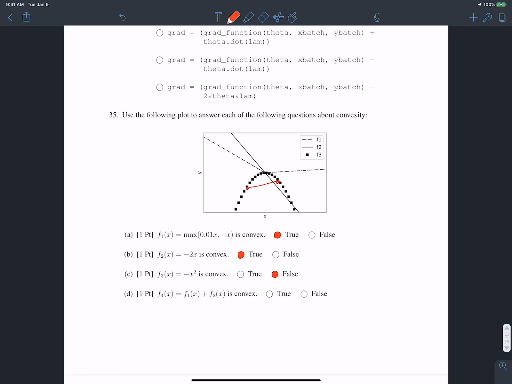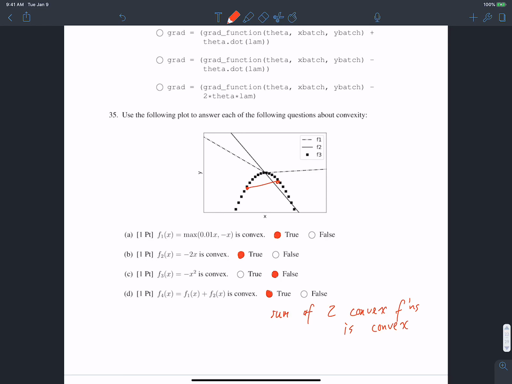And lastly, f4 of x is equal to the sum of f1 of x and f2 of x. Is that convex? Yes, because the sum of 2 convex functions is also convex. We won't go over a proof of that right now, but we know that f1 of x is convex and f2 of x is convex. So when we sum them, that should also be convex.